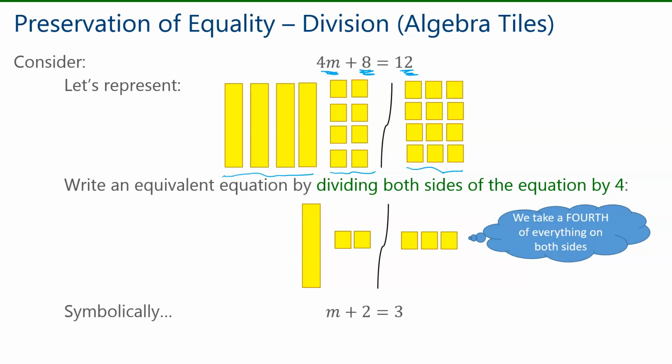Symbolically, we are left with m plus 2 equals 3. 1 variable tile, 1m. 2 unit tiles, plus 2. 3 unit tiles, equals 3. This would be our equivalent equation.